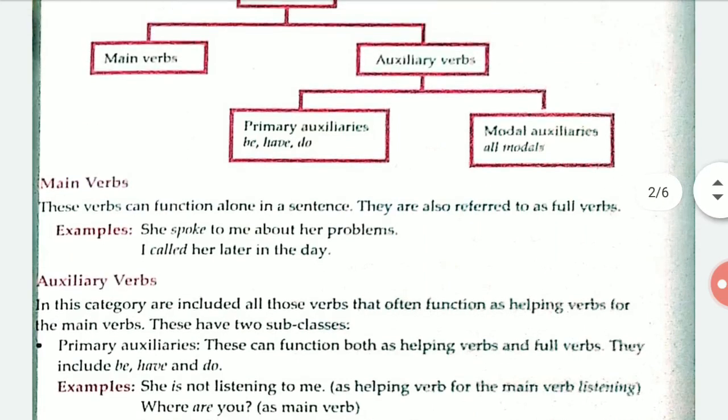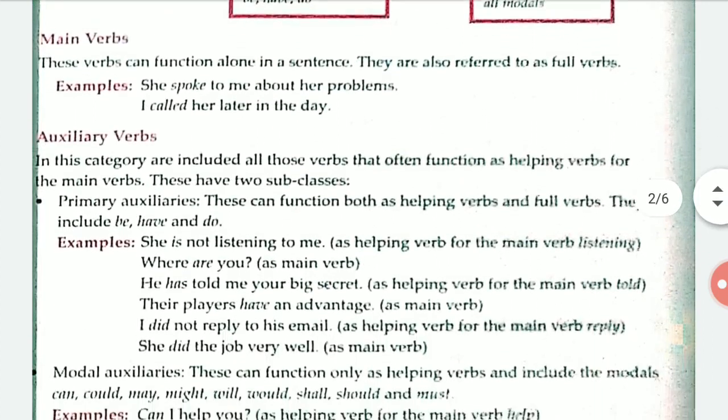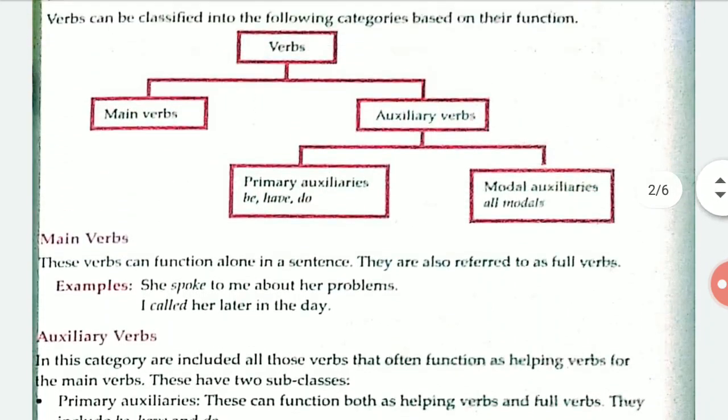Main verbs are the verbs which function alone in a sentence. Now we'll see auxiliary verbs, in which we are going to see two types of auxiliary verb, that is primary auxiliaries and modal auxiliaries.